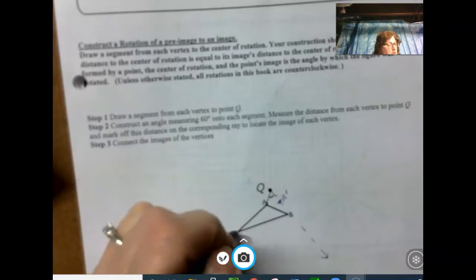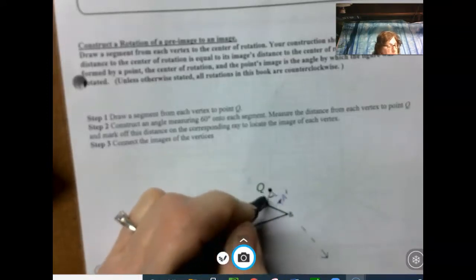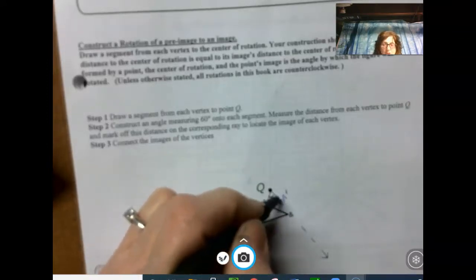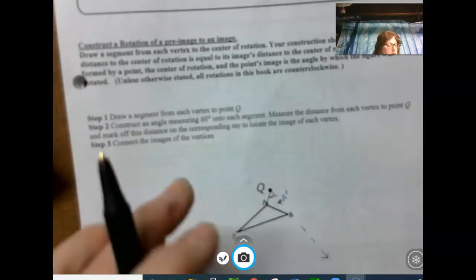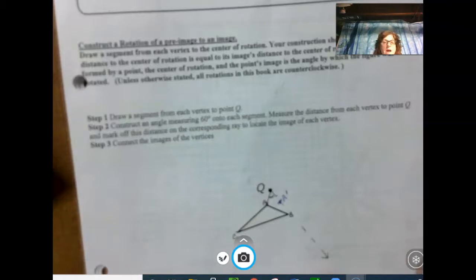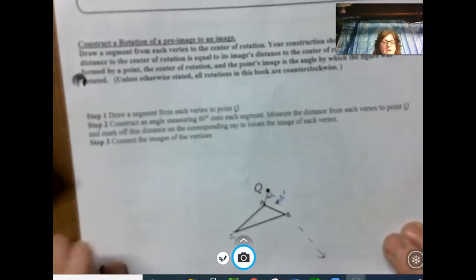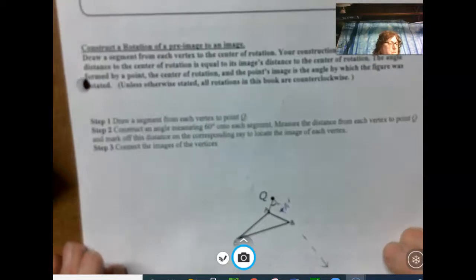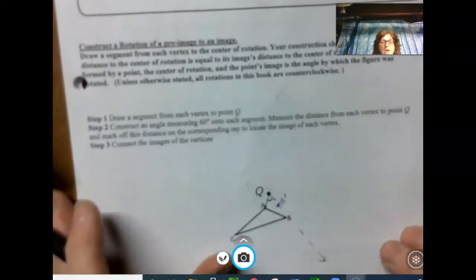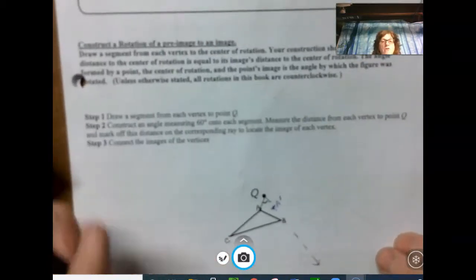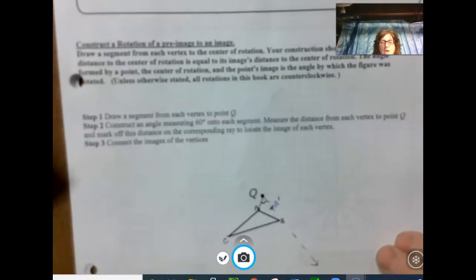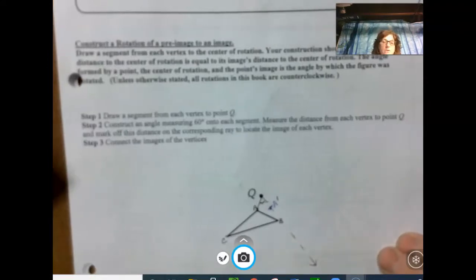I would connect a line segment from C to Q, mark off from C to Q, and then mark off 60 degrees with my protractor, draw that ray, and then again use my compass. But we're going to do this in class so that everyone can see how it's done step by step. The rest of the directions here deal with doing rotations on a coordinate grid and the guidelines for those rotations. So if you move to the next page, please.